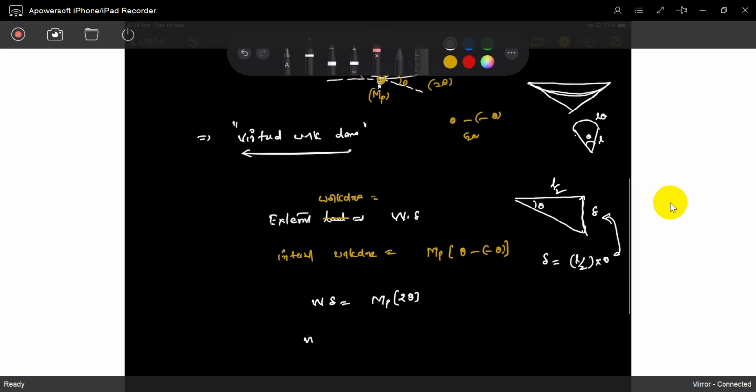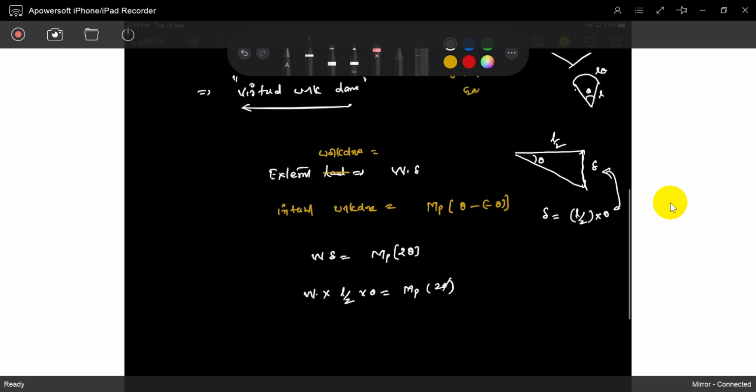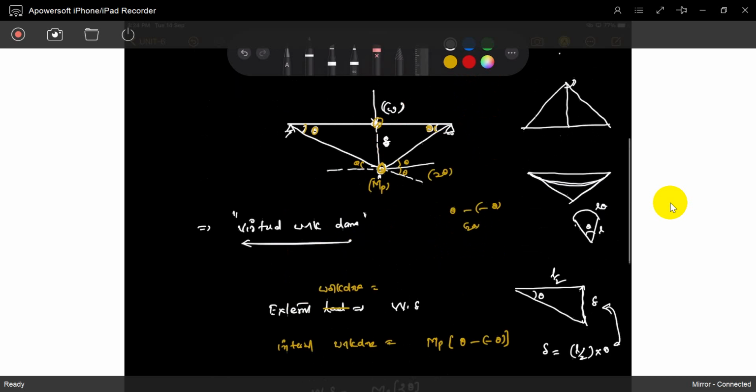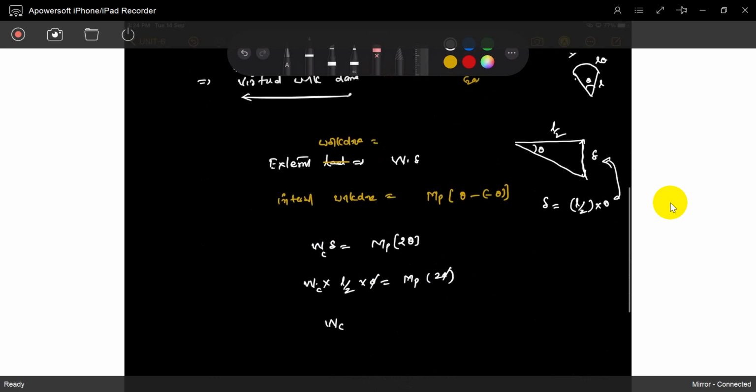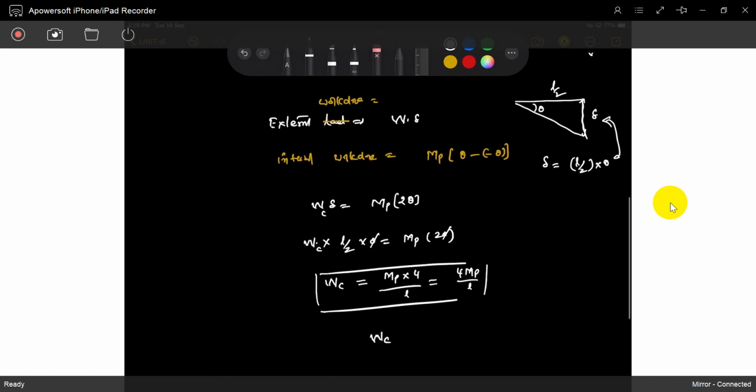If you see W L by 2 theta equals MP 2 theta. Theta will cancel. So W. So the collapse load, it's a collapse. At this situation, it's collapsed. So that's why we call it the collapse load. So MP, it's 4 by L. 4 MP by L. Got it? Same value. So this collapse load is greater than or equal to 4 MP by L.